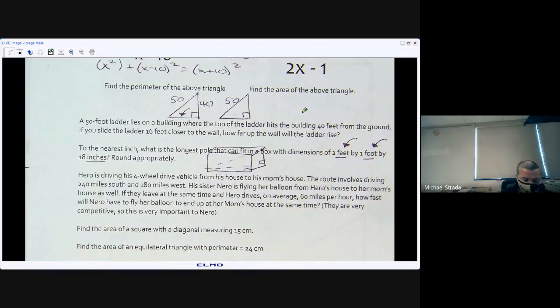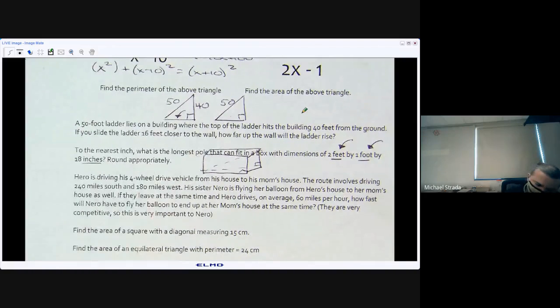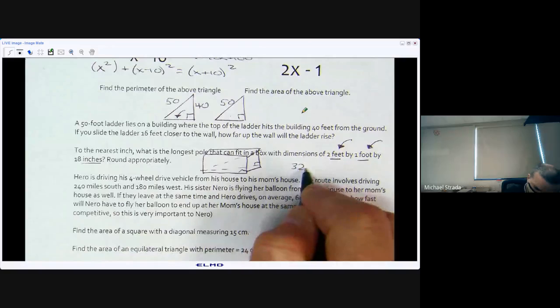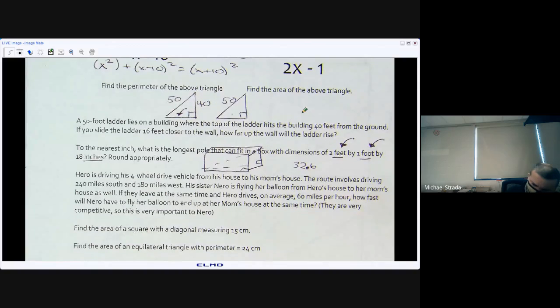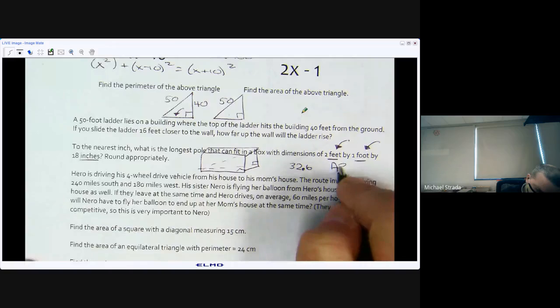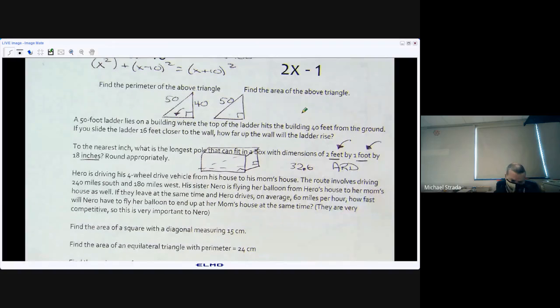Now, for those of you who weren't around yesterday, rounding appropriately, if you get 32.6 for your answer, which you won't because I think that's bigger than everything else, but we'll see. 32.6 for your answer, and you have to round to the nearest inch. Why would you not round to 33? Not going to fit. All right. So when faced with this situation, think of ARD. Always round down. Always round down in that situation.